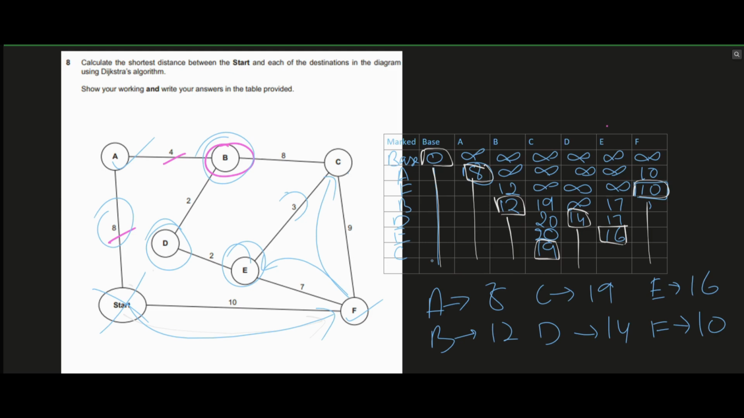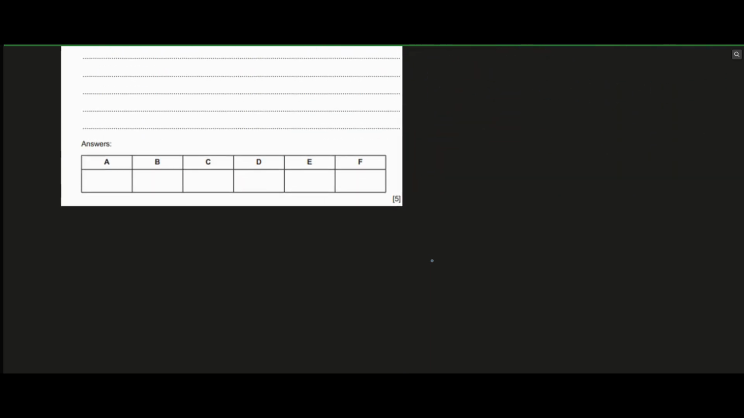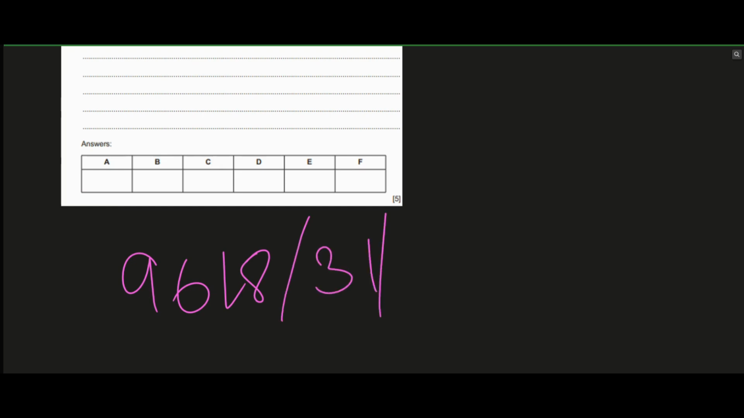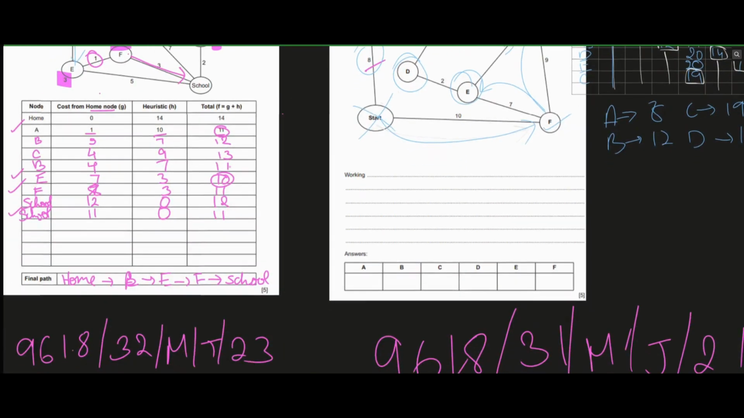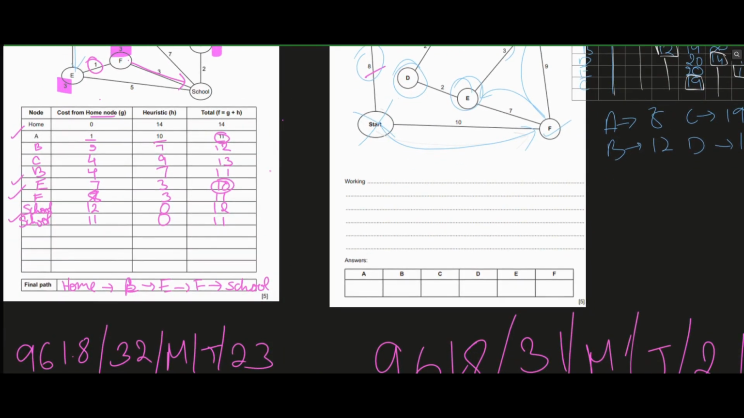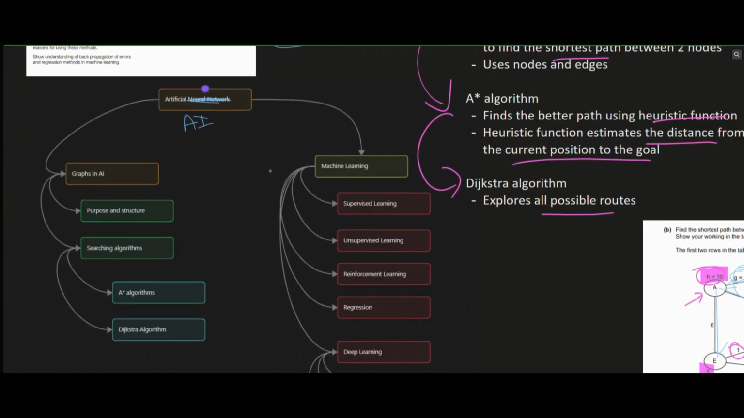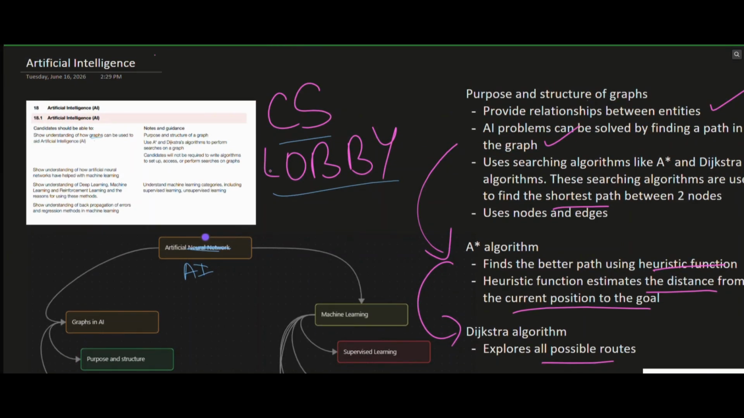I will tell you another past paper that you can practice for this topic, and that is going to be this one. The first paper, 9618/31/M/J/21. You can solve this paper, and that is basically it, guys. Hope you understood the topic pretty well. We will start with the next topic.